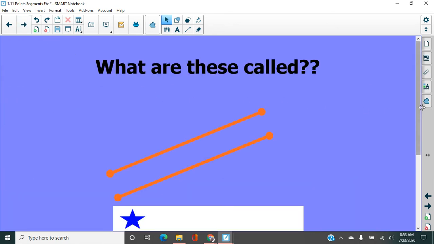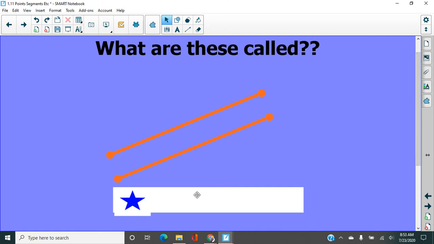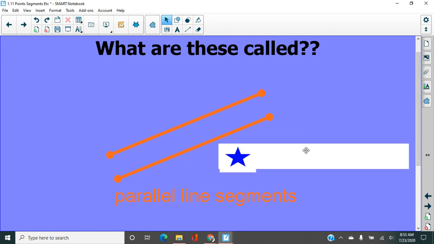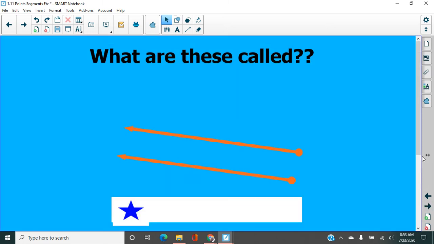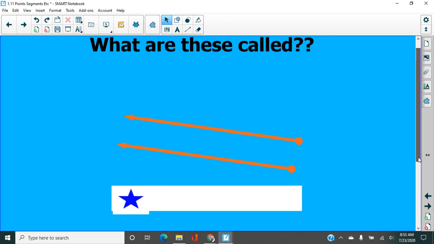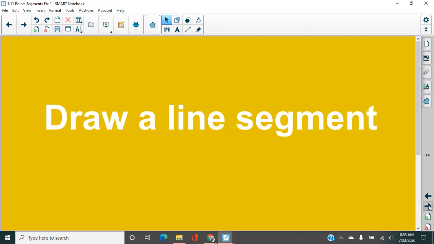All right, so we're working on points, lines, and rays. Little review. All right, what are these called? These are parallel line segments, not parallel lines. Lines keep going. Lines would have arrows. Segments do not. What are these? These are parallel what? Parallel rays. They are going in one direction. They have a starting point, but not an ending point.